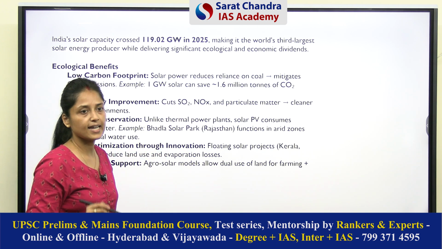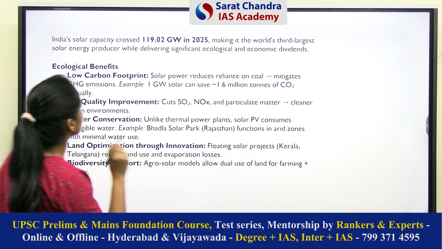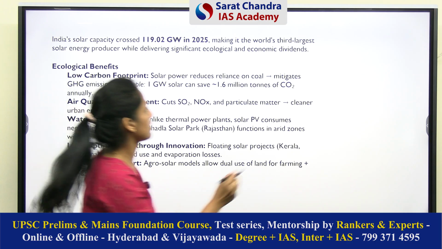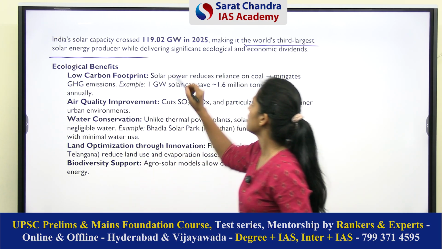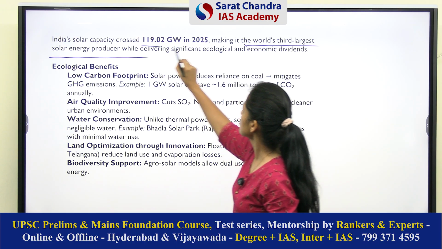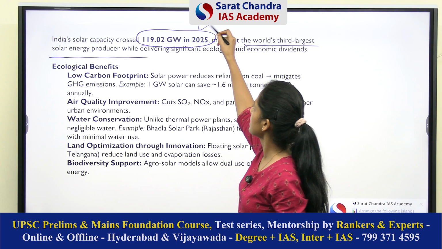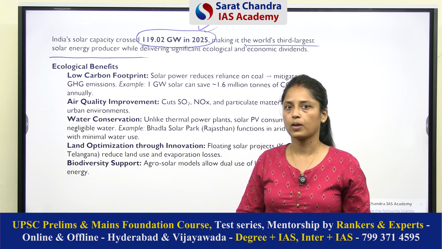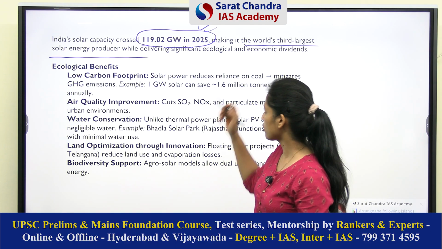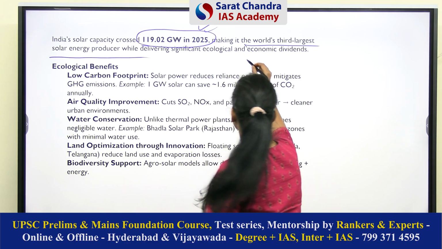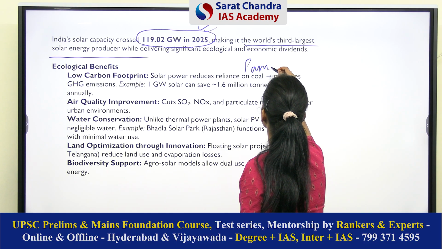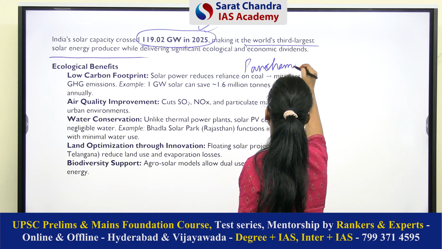Recently India became the third largest solar energy producer in the world. At present it has crossed a capacity of 119 gigawatt in 2025. And if the question is on renewable energy, anywhere in your answer you can include the Panchamrita targets also.